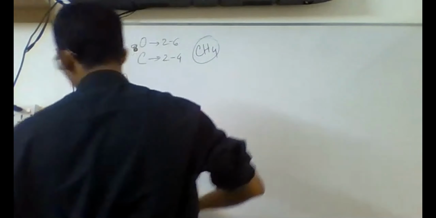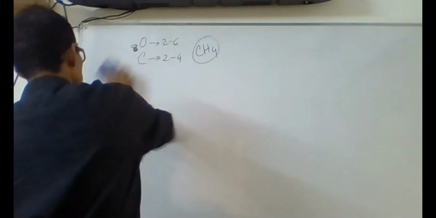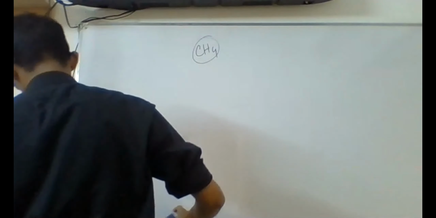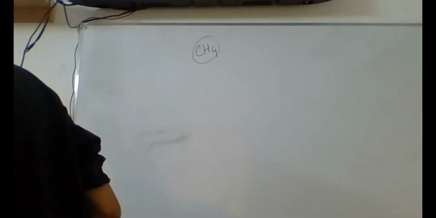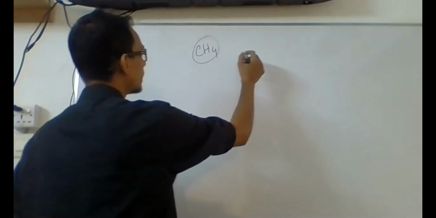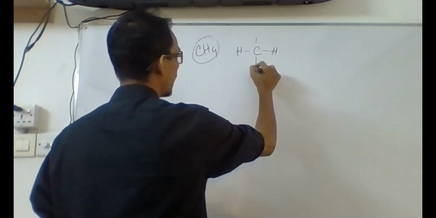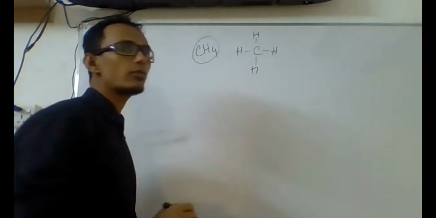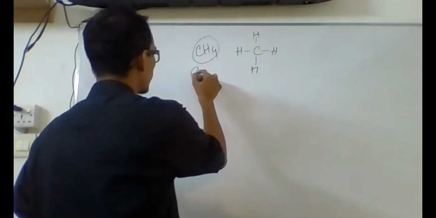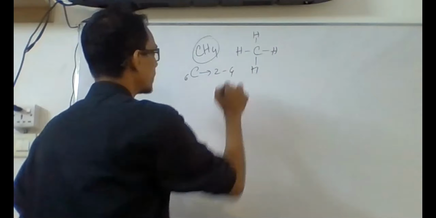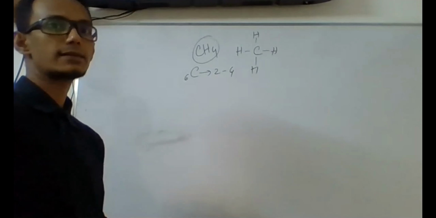So methane. You see 1 carbon and 4 hydrogen. If you draw the map, it will be like this: 1 carbon and 4 hydrogen. You know carbon, what is the atomic number of carbon? 6. So it is 2 and 4. So 4 electrons in its outer shell.